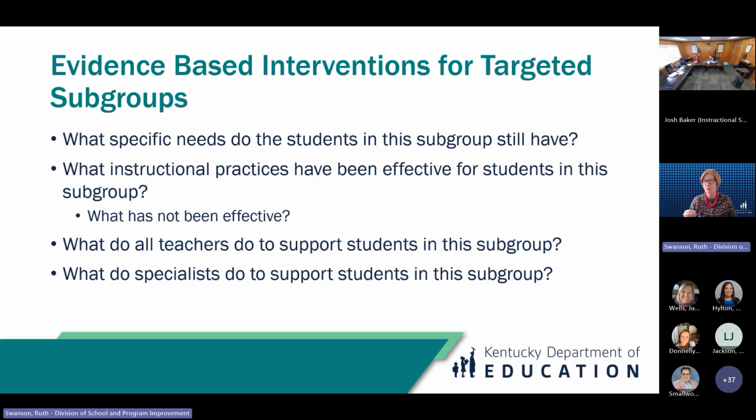I'm going to back up here just a minute. Question one asks what specific needs do students in your subgroup still have? It's important, if students with disabilities is your targeted subgroup, you have all kinds of categories within there. You might have some that have actual reading disabilities. You may have some who are receiving speech and language services. So how are those different, and how are their needs different according to that? Really drilling down into what specifically your students need.